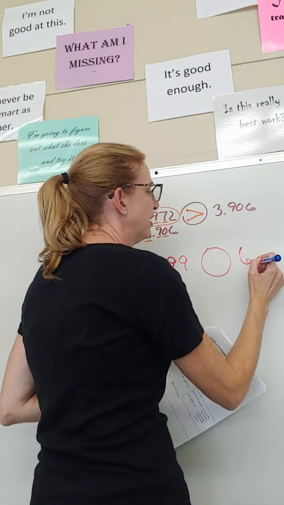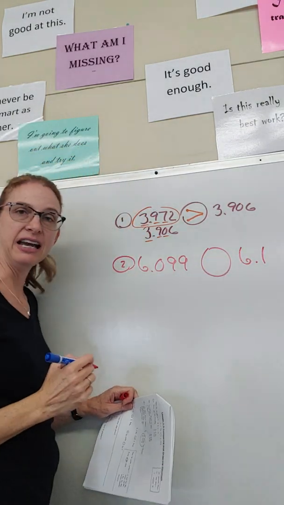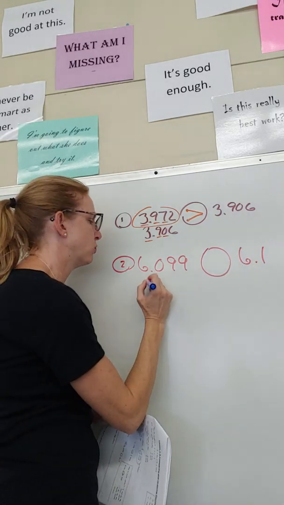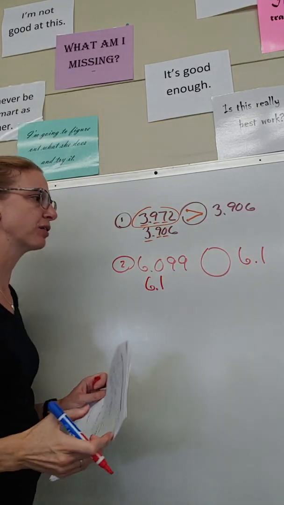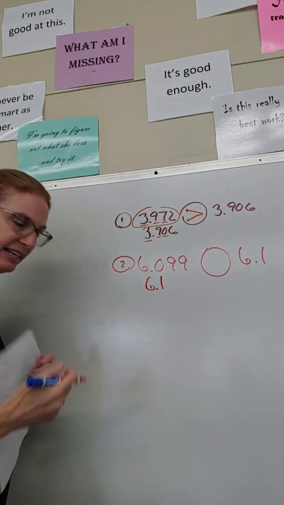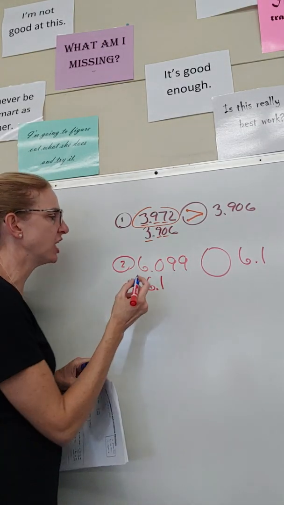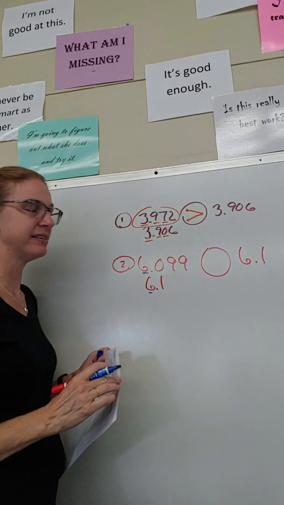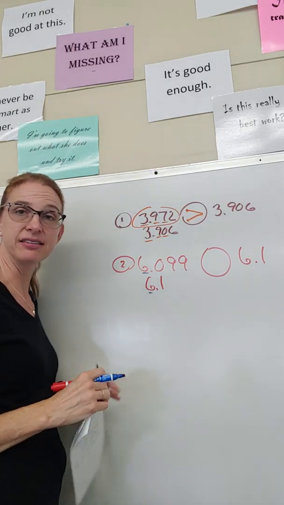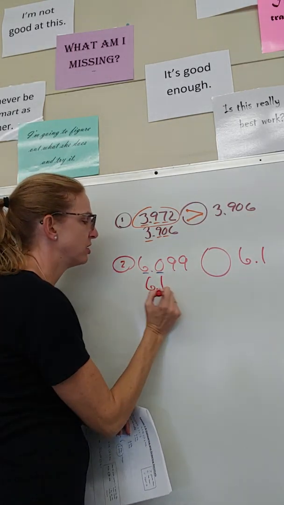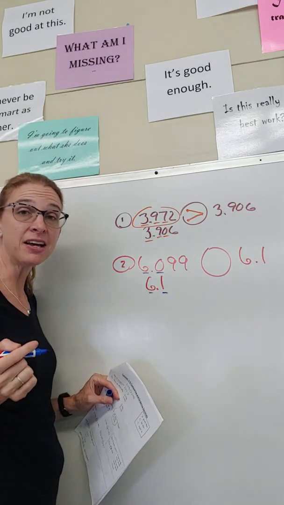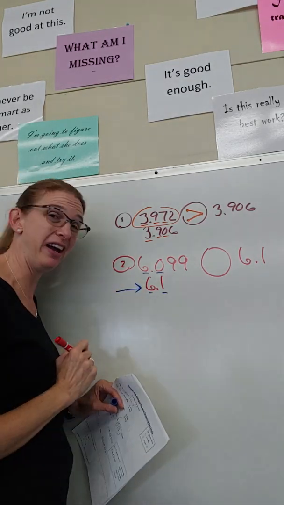6.099 and 6.1. Again, like I said, I tend to just like to write one over here so they're already lined up. I don't have to write the numbers again. And now what I need to do is start with my largest place, the ones place. 6 and 6, that doesn't tell me what's bigger. 0 and 1. I'm done, I know which one's bigger, and it's this one.